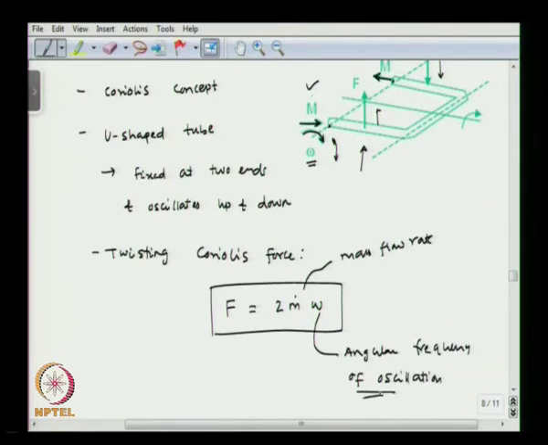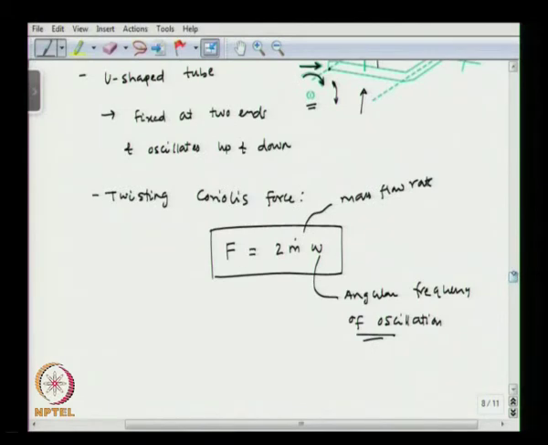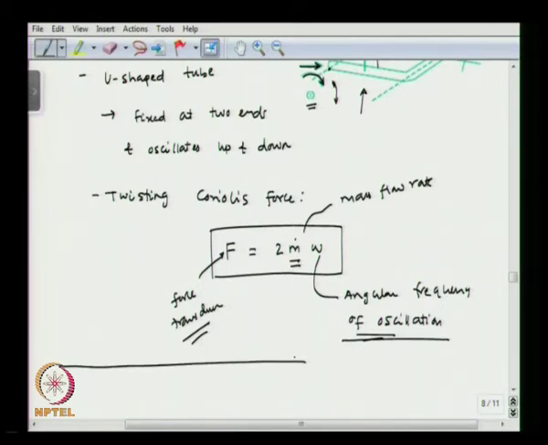Okay. So, by measuring this twisting Coriolis force, which can be measured using a force transducer, we will be able to predict m dot knowing the angular frequency of oscillation. So, that is how the Coriolis mass flow sensors work.